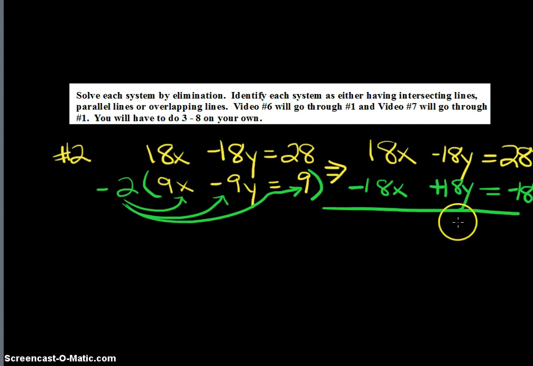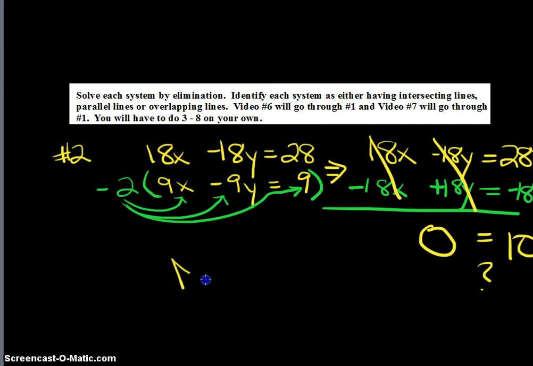Alright, so let's go through this. Now we're going to combine our equations. 18x minus 18x reduces down to 0. Negative 18y plus 18y, again, reduces down to 0, or eliminates the variable again. And we're left with 0 on this side. And then you do 28 minus 18, and that equals 10. So now you ask yourself, is this ever true? Is 0 ever equal to 10? Well, no. This is not true. So when it's not true, that means they never intersect, which means then we have parallel lines.